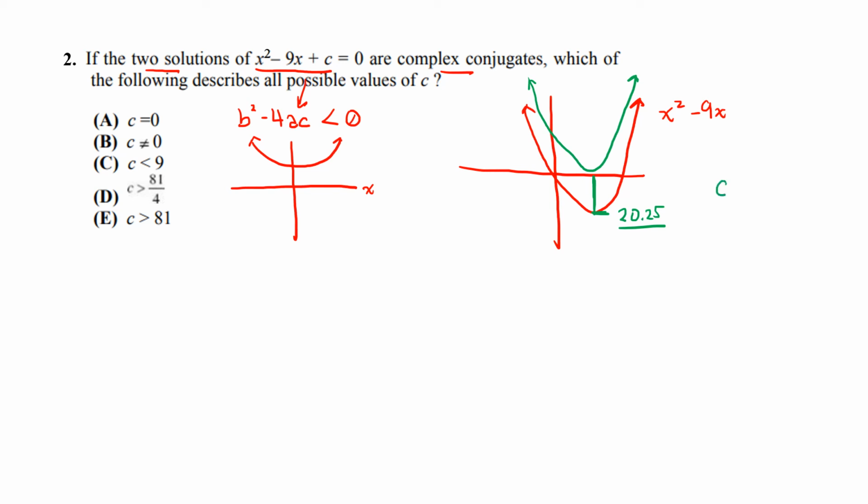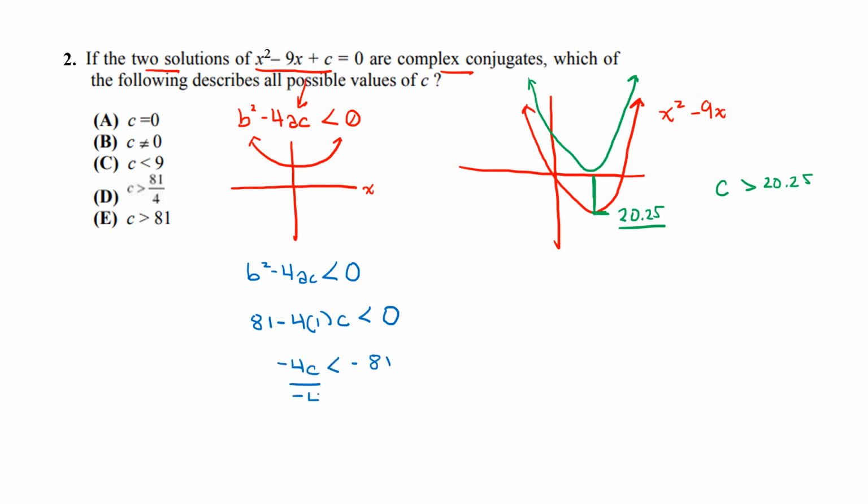So in this case, c is greater than 20.25. In the same manner, if we were to do it this way with our b squared minus 4ac is less than 0, we can plug in our coefficients. B squared is negative 9 squared, which is positive 81, minus 4, A is 1, and C is the value we're looking for. Then subtract 81 on both sides, we get minus 4C is less than negative 81.